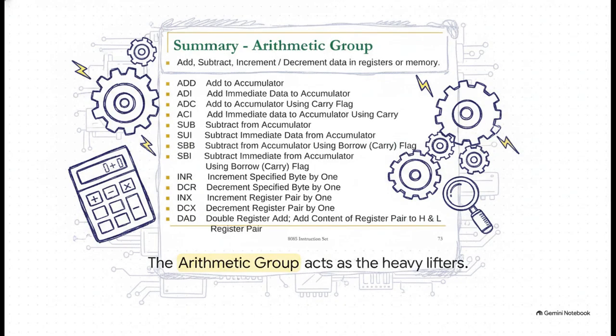Let's zoom in on one of these for a second. The arithmetic group acts as the absolute heavy lifters of our silicon vocabulary. This is where we find commands like ADD to add to the accumulator, SUB to subtract, and INR or DCR to increment and decrement bytes by 1. Basically, whenever your computer is crunching numbers, it's leaning heavily on this specific functional group.